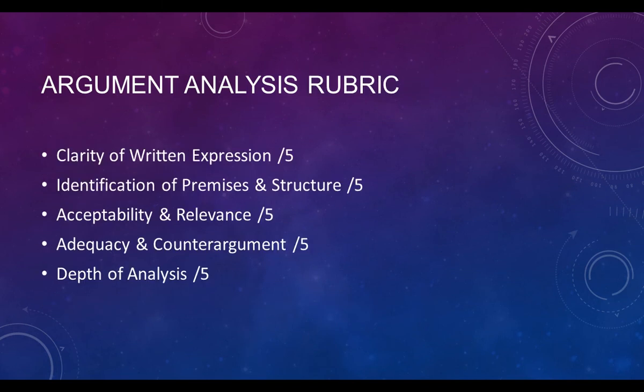Okay, and here's the rubric. Here's the way that the marks will be assigned. They're assigned on 5 different categories, and each of them is marked out of 5 for a total of 25 possible points. So clarity of written expression, this is just your overall quality of writing out of 5.